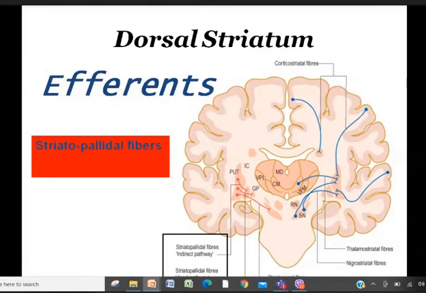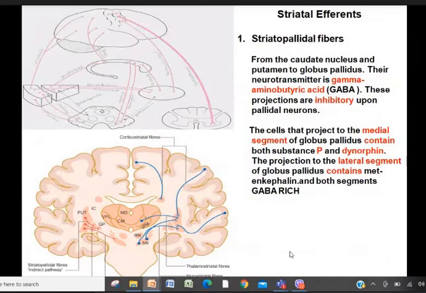Now talking about the efferent fibers: from the striatum to the pallidum, the striatopallidal fibers, and from the striatum to the substantia nigra. These are the main connections. You will just go through it. These go from the caudate nucleus and putamen to the globus pallidus. The neurotransmitter is GABA, gamma-aminobutyric acid. These projections are inhibitory upon the pallidal nucleus.